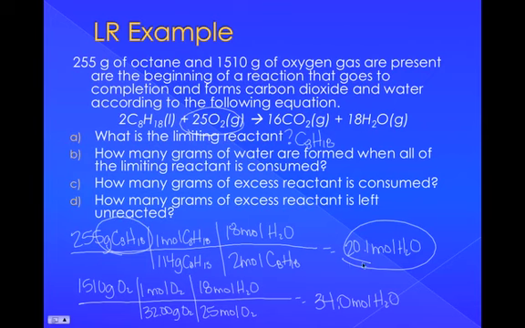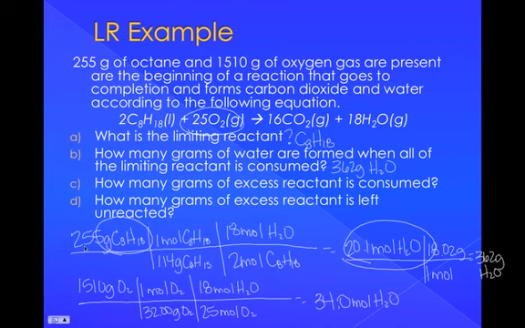Now they want to know how many grams of water are formed. Well, if this is how many moles of water are formed, to figure out grams, all I have to do is go one step further. For every mole of water, I'm going to have 18.02 grams. So 20.1 times 18.02 gives me 362 grams of water. So that goes here. 362 grams of water.